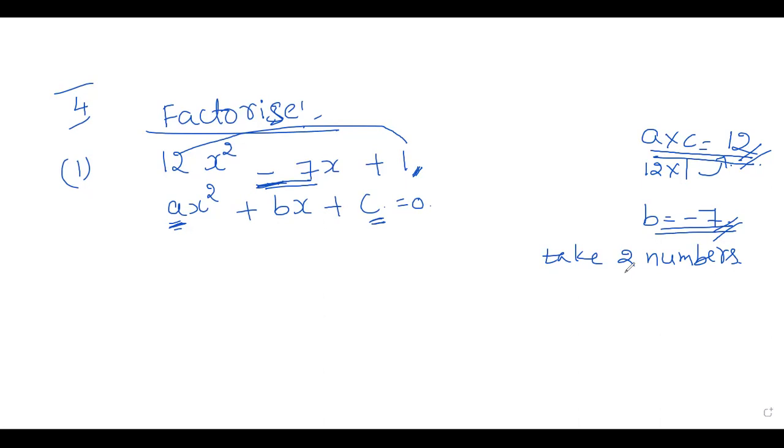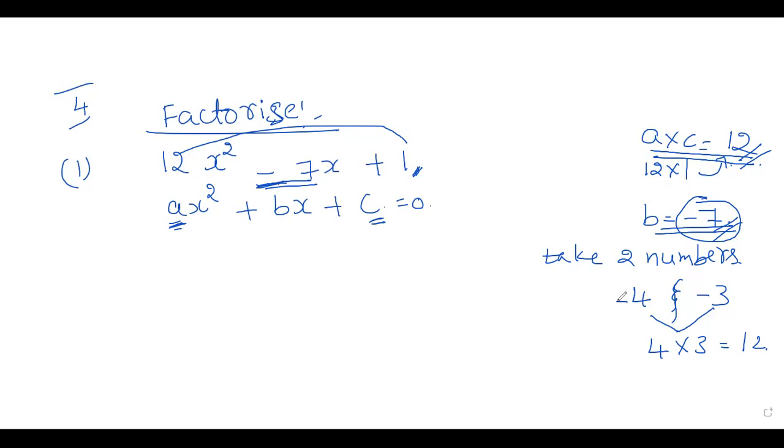Take any two numbers whose product is 12. For example, 4 and 3. If you multiply 4 and 3, 4 3s are 12. Yes, we are getting plus 12 as the answer. Can we get -7 here? Let us see. 4 plus 3 is 7, but we have to get -7 here, right? So when do we get -7? If you take -4 and -3.